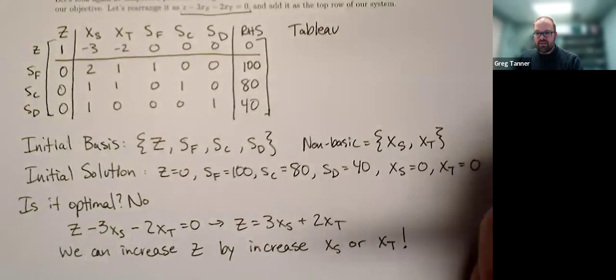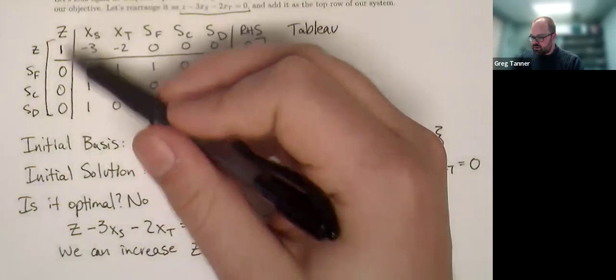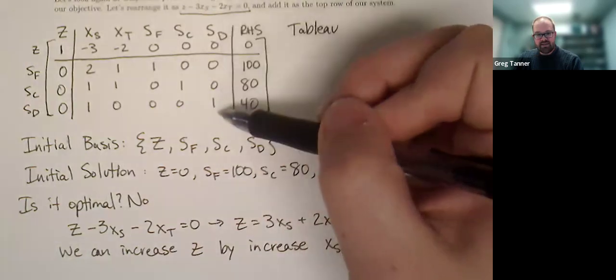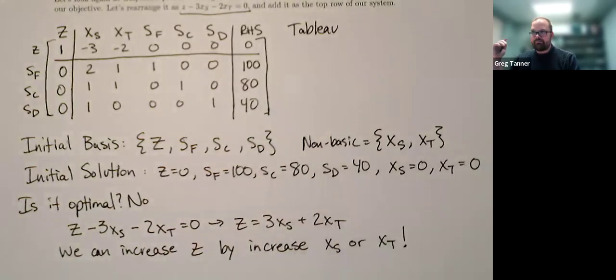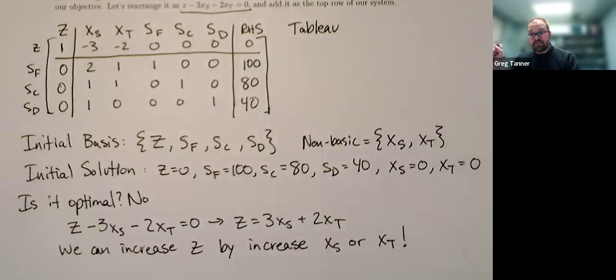And you'll notice that if I look at the columns for these variables, the standard basis vectors show up in the columns for z, sf, sc, and sd. And that's going to be the characteristic feature of our basis, is that the standard basis vectors are going to show up underneath our basis variables. Okay, and so when we bring a new variable into the basis, we're going to do elementary row operations in order to change whatever the current column is into the standard basis vector. Okay, so let's choose xs or xt to enter our basis.